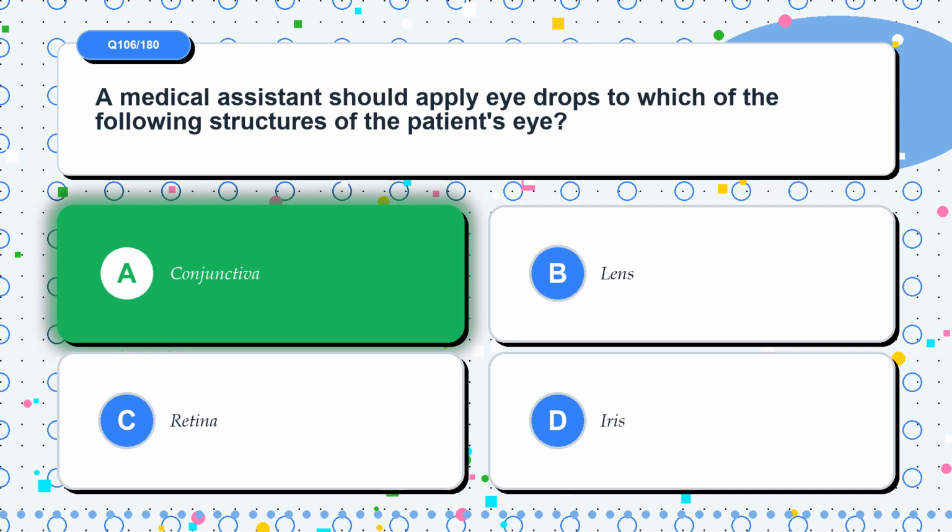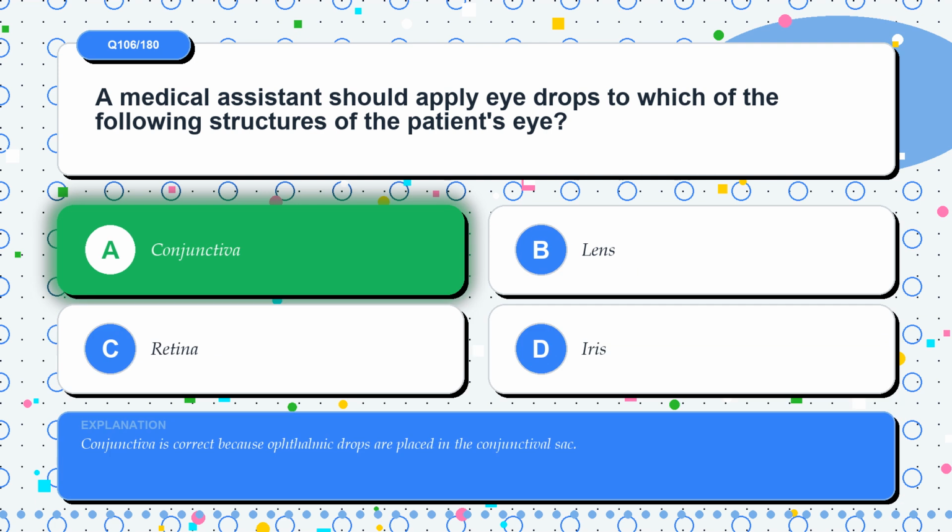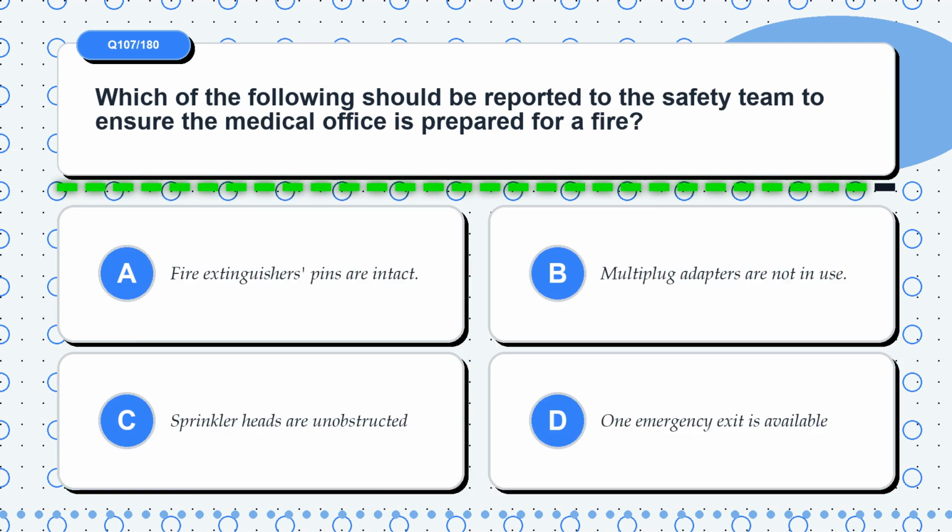The correct answer is option A, conjunctiva. Conjunctiva is correct because ophthalmic drops are placed in the conjunctival sac. Question 107. Which of the following should be reported to the safety team to ensure the medical office is prepared for a fire? Here are the options. Option A, fire extinguisher's pins are intact. Option B, multi-plug adapters are not in use. Option C, sprinkler heads are unobstructed. Option D, one emergency exit is available.